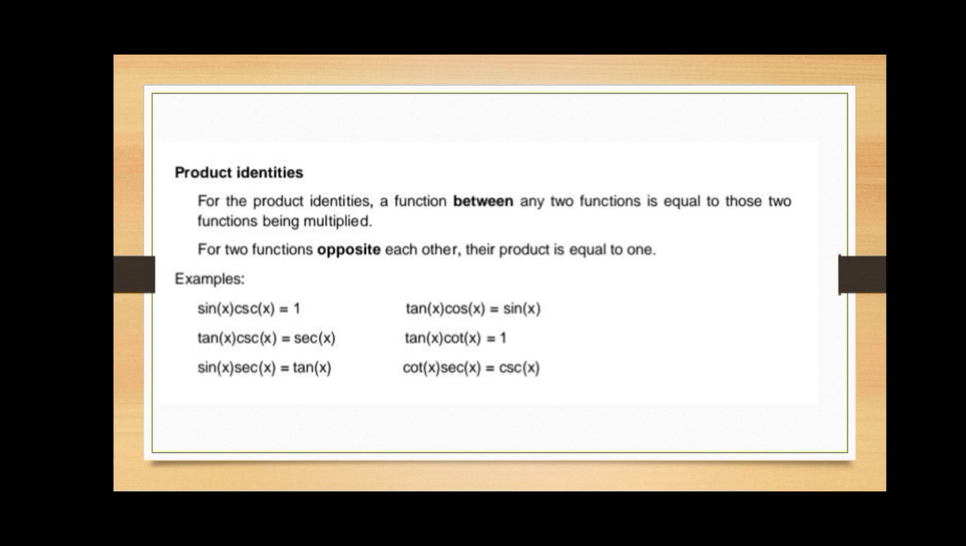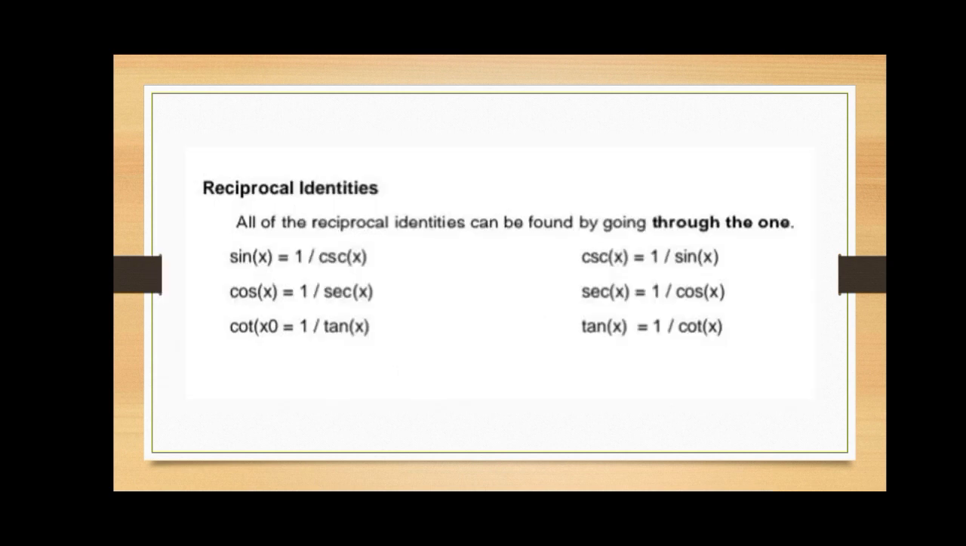Sine x times secant x is equal to tangent x. Tangent x times cosine x is equal to sine x. Tangent x times cotangent x is equal to 1, and cotangent x times secant x is equal to cosecant x. The reciprocal identities. All of the reciprocal identities can be found by going through the 1.